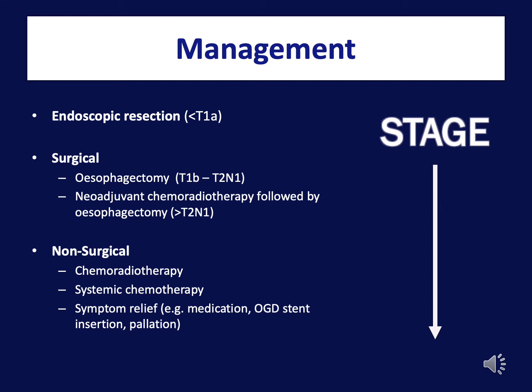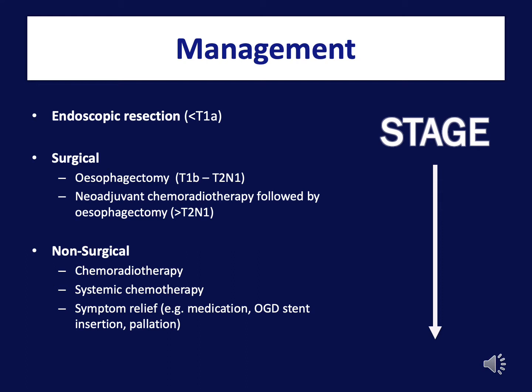If it's larger with not too much metastases, you can do an esophagectomy. Depending on the size and invasion, you may do chemo or radio beforehand. And finally, if it's too advanced, you get on to non-surgical management, so chemotherapy, radiotherapy, or palliative measures.